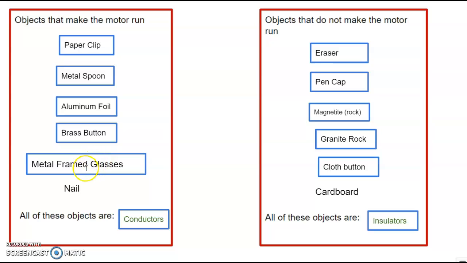You might think, wait, glasses have glass in them. Well, the electricity wouldn't go through the glass, it would just go through the frames, that outside part, the part that holds the glasses.